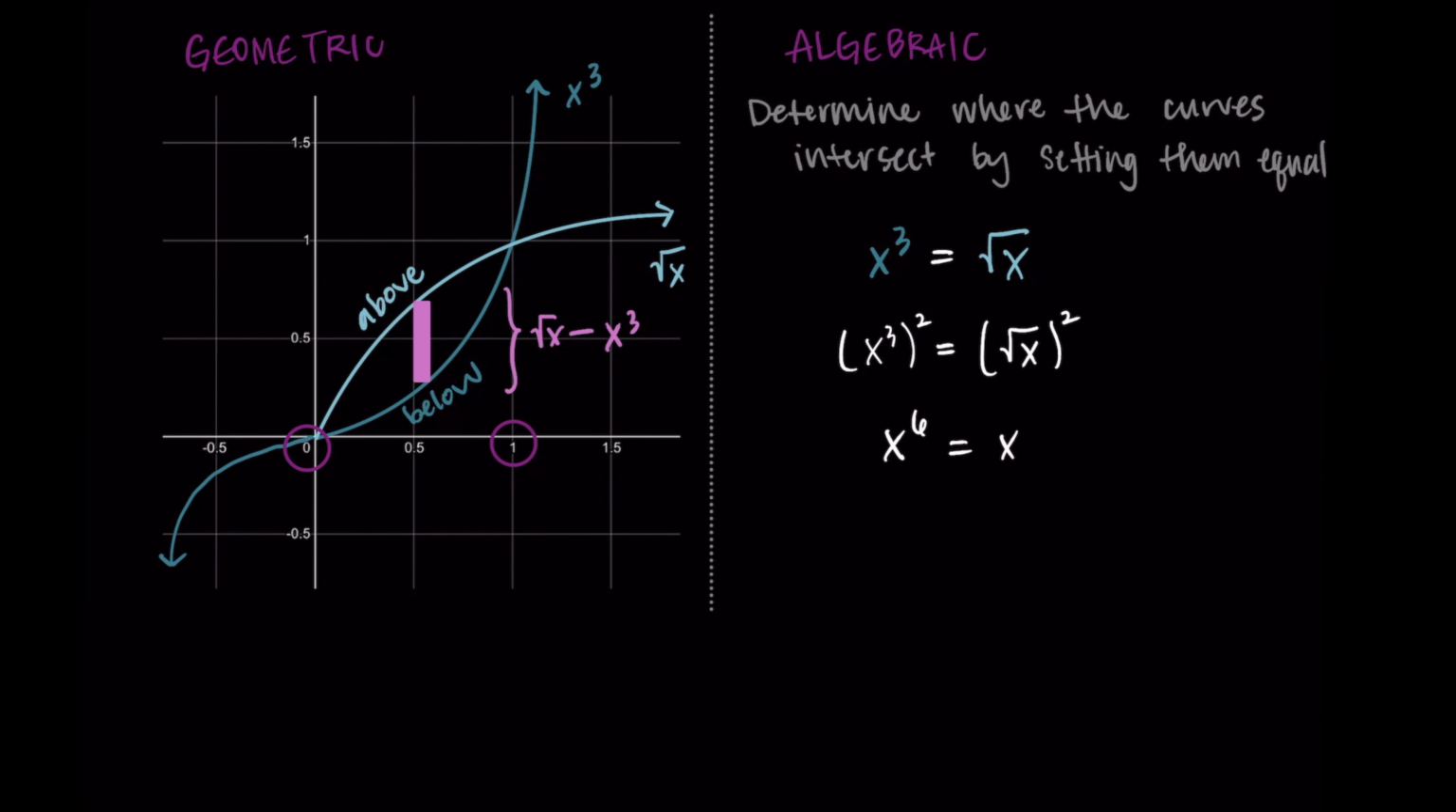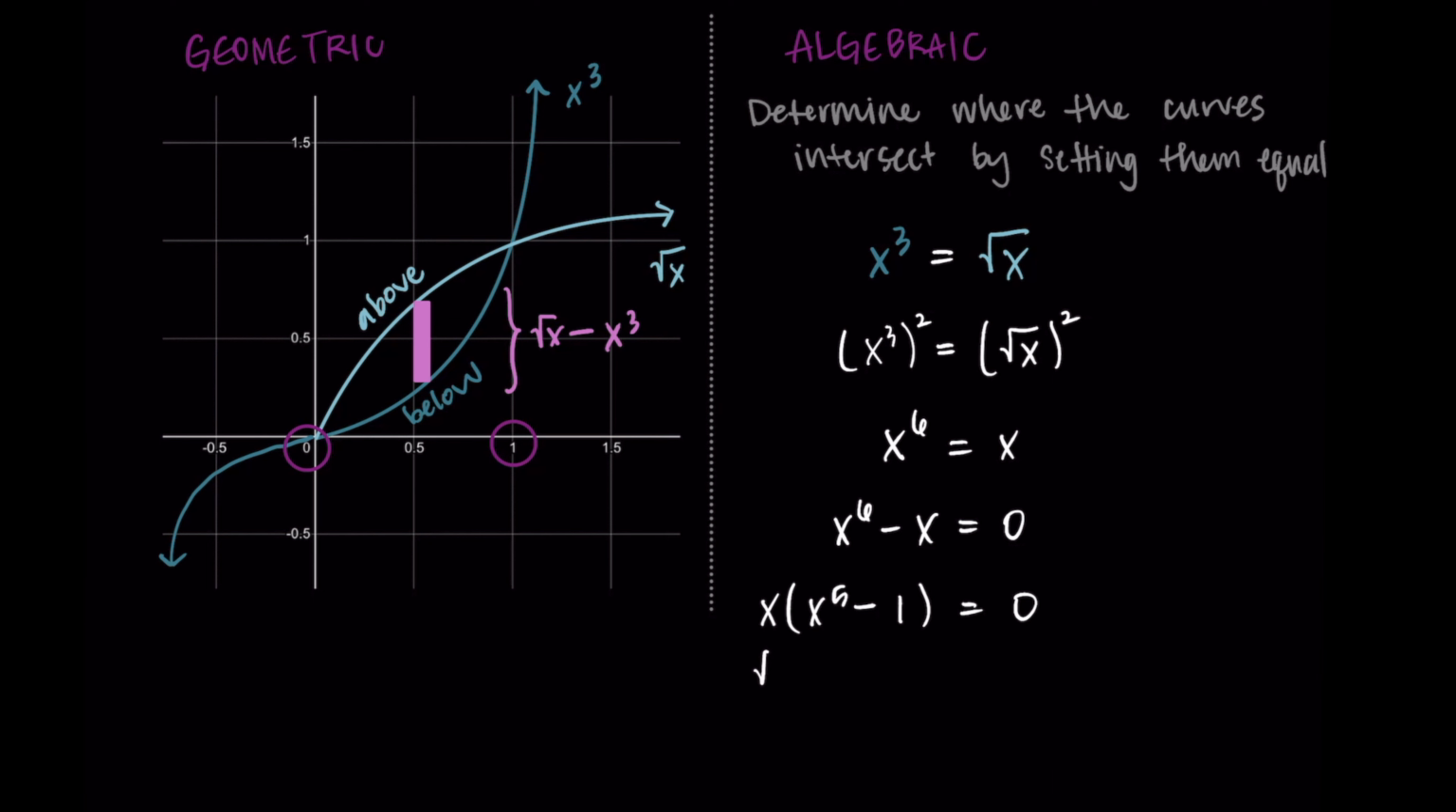Then I just want to solve for x, so I'm going to subtract x over to the left-hand side. I have x to the 6th minus x, and that's equal to 0. Remember, you can't divide by x here because you might be dividing by 0, so we need to just subtract it over and do some different math. And then I'll factor out an x. So I have x times x to the 5th minus 1, and that equals 0.